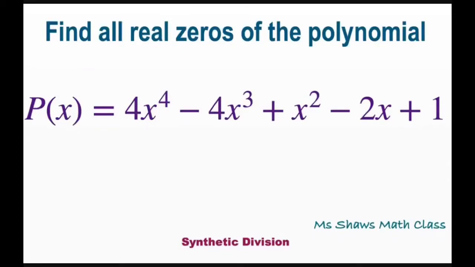We're going to find all real zeros of the polynomial given here as p of x. And so what we do is you look at your possible rational zeros of p of x. And you look at your lead coefficient, which is 4, and you take your factors of 4. So that's going to be plus or minus, and we'd have 1, 2, and 4.